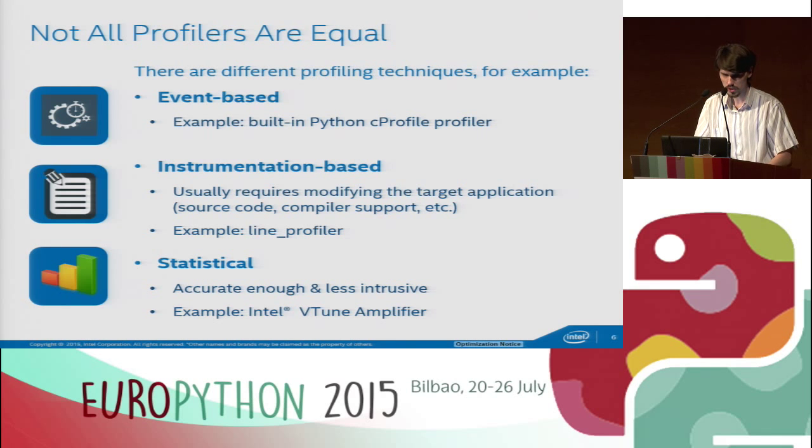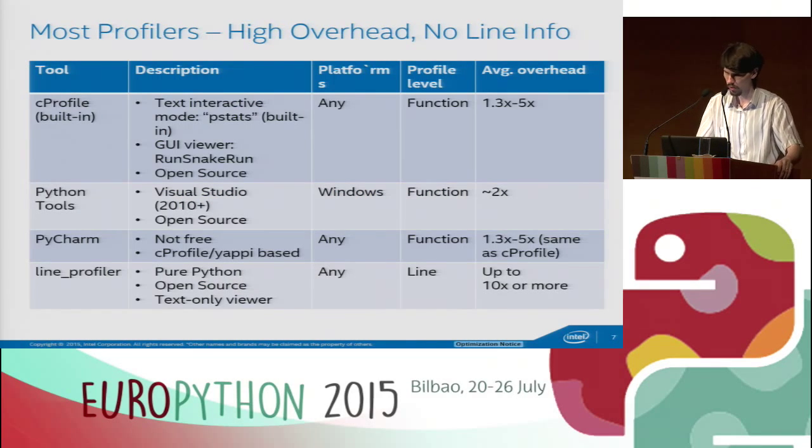Now, let's see. I have a typo, just ignore it. I have the table that compares some tools that are out there. Like I said, cProfile is a pretty good starting point because it's in the standard library. It has a text mode UI called pstats to work with the results, again built in. And it has a GUI viewer called RunSnakeRun, and it's open source.